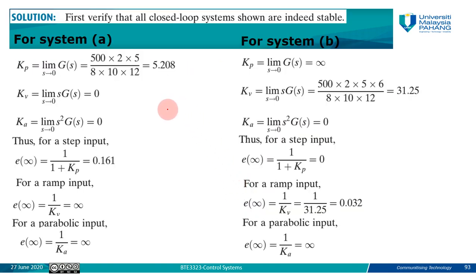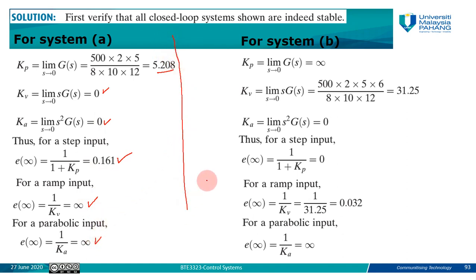And here is the summary of this calculation for the three systems. For system A, we need to find the values of Kp, Kv, and Ka. From the formula, limit as s goes to 0, we substitute s by 0 to find the value of Kp. From the value of Kp, we find the steady state error in this case, which is 0.161. Then we repeat it for Kv, which is s G(s). So s G(s) will give you 0. If it is 0, that means your error will be infinity. If Ka equals 0, your error will also be infinity. This is for the first system.